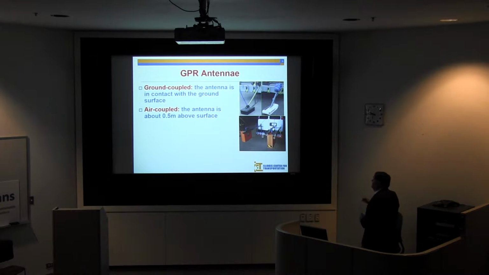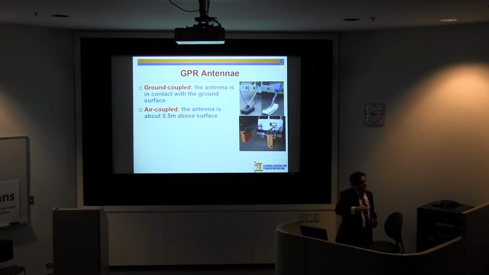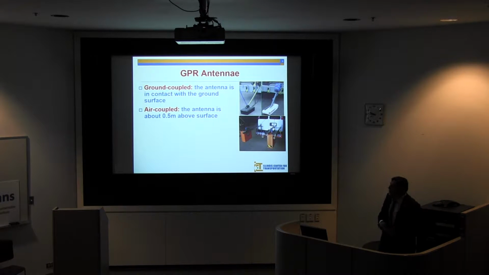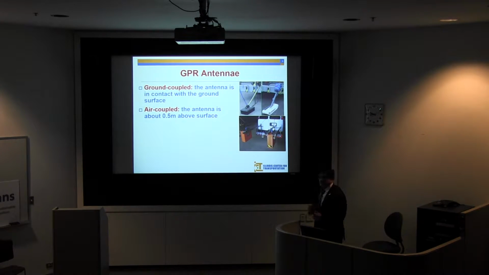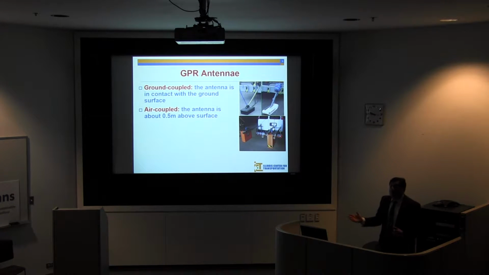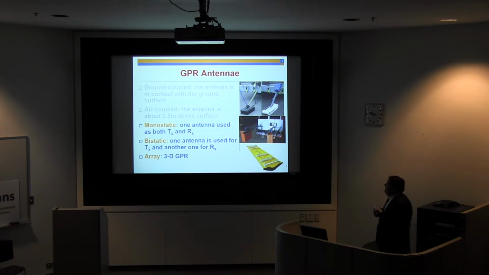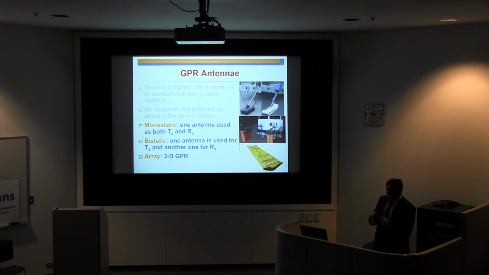The second one is air coupled, and usually it's around 1.5 feet or so above the surface. If you put it on the van, in the back or in the front of a van, you can now do the survey at a highway speed, like 60 miles an hour, without any problem. And these antennas can be monostatic, which means the transmitter and receiver are in the same antenna. Actually, they are not exactly in the same place. There is a distance, but they put them in one box.